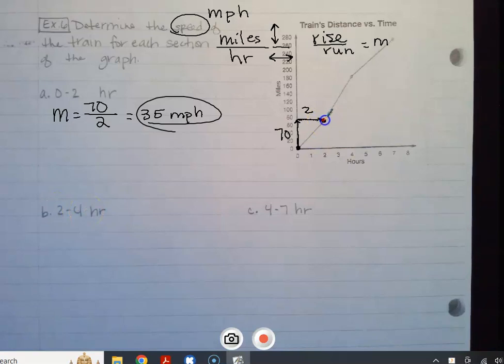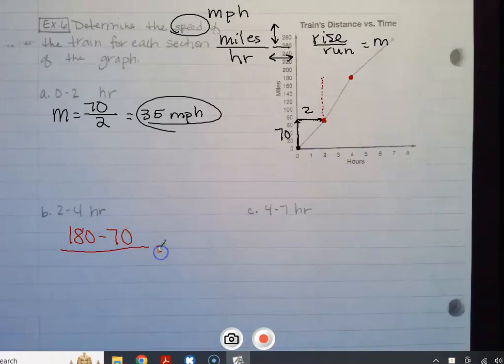Okay, so next we need to do hours 2 to 4. So we want to go from hour 2 now to hour 4. So again, we're starting at 70 though. This is where we think about our change. It might make more sense to you to go up to the other number. It's right at 180.